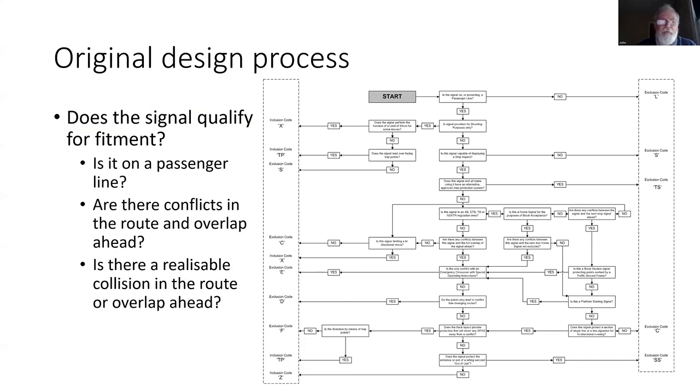So the original design process was to establish whether a particular signal qualified for fitment, and a flowchart was produced with a number of inclusion and exclusion codes. And principally the questions were, is the signal on a passenger line? Are there conflicts in the route or in the overlap ahead? And is there a realizable collision in that route or overlap ahead?